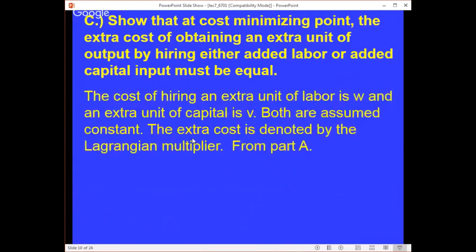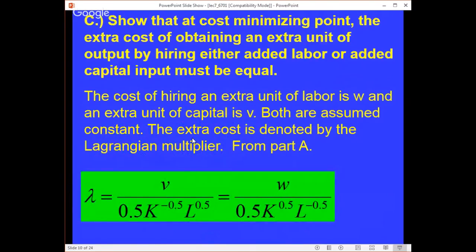So the cost of hiring an extra unit of labor is W, and the cost of hiring an extra unit of capital is V. Both are assumed constant. The extra cost is denoted by our Lagrangian multiplier, which you already calculated. Okay, and there it is, but you've already done it. Okay. Questions?